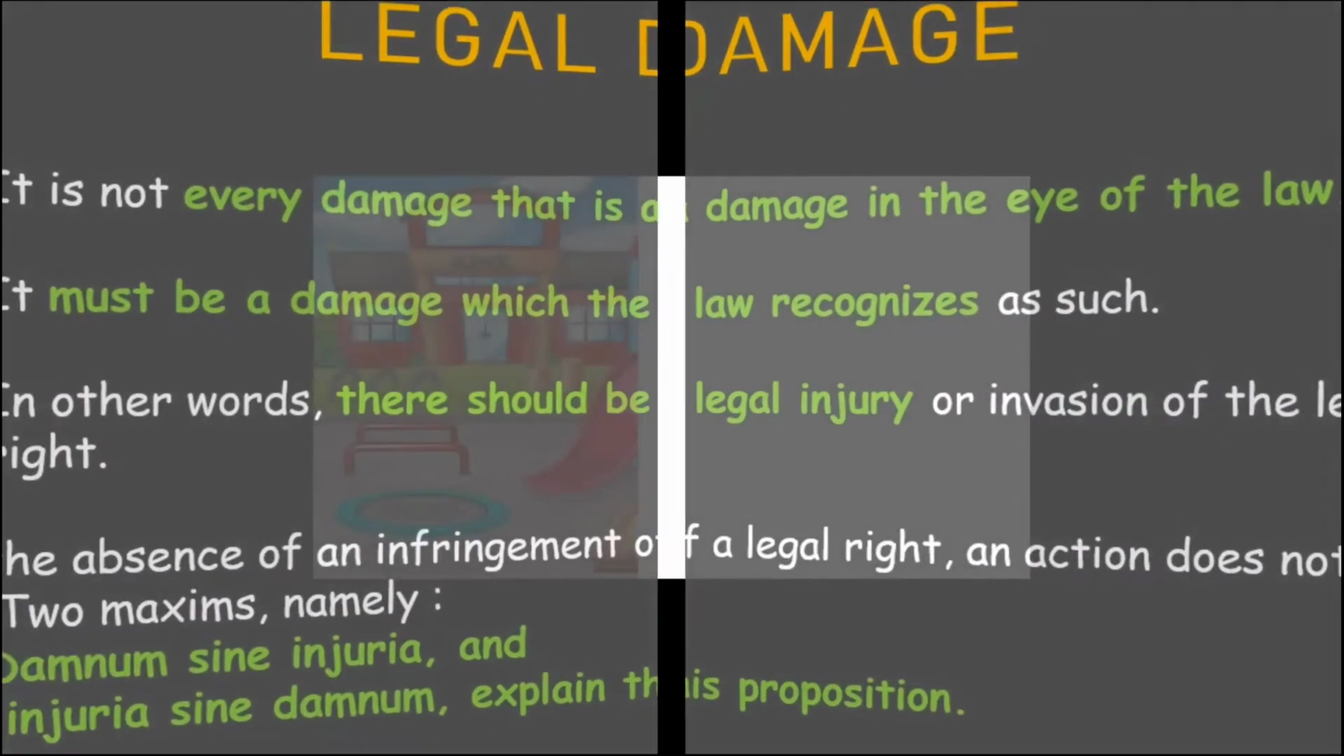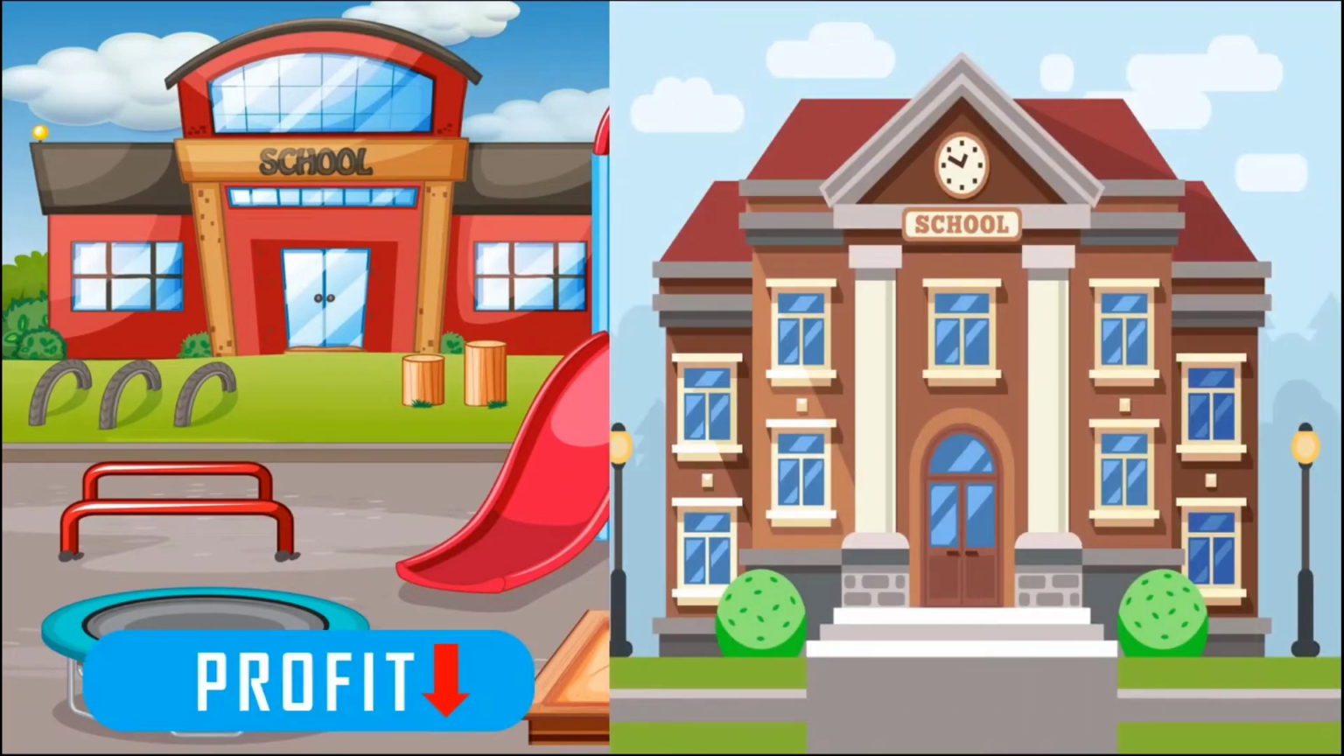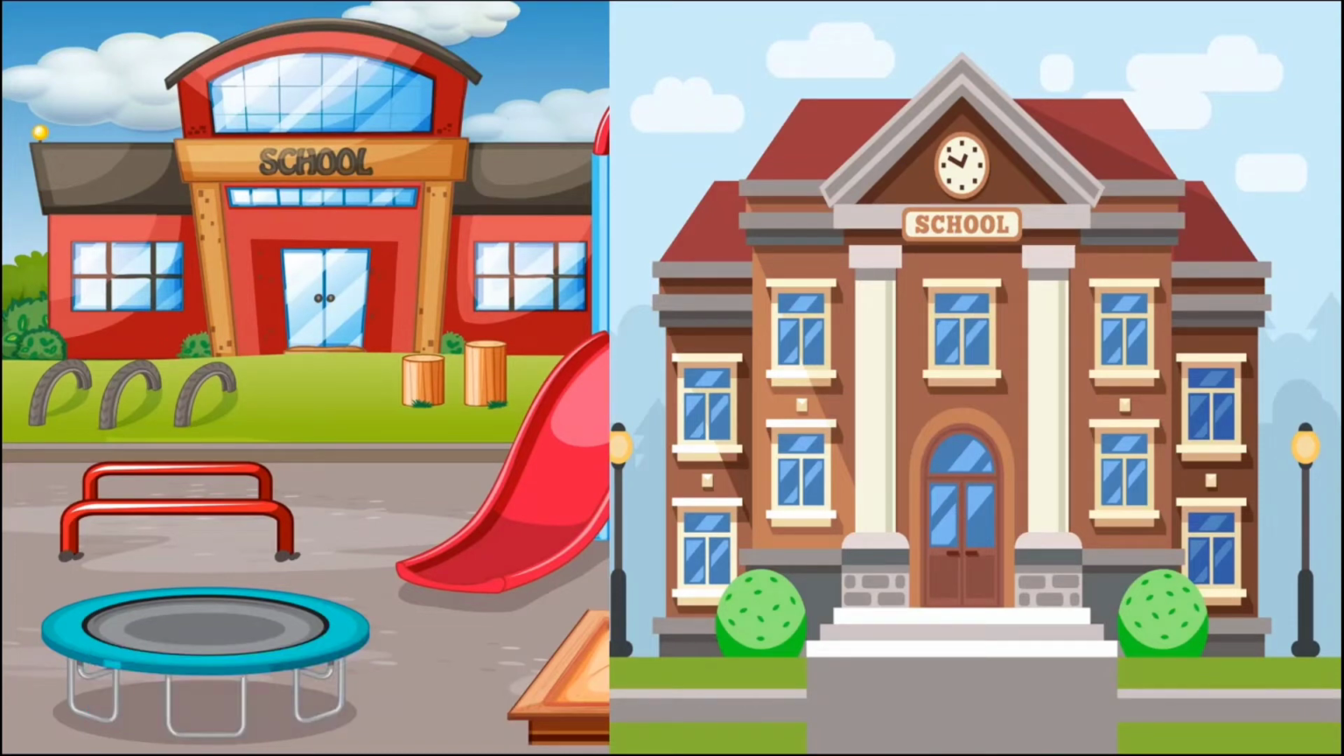First of all, let's discuss a quick example of damnum sine injuria. Let's say that there is a school and the school is enjoying a monopoly in a city, but a second school is also opened, and due to the second school, the first school loses some profit. The first school says that because of the second school I am suffering losses, and says to the second school, compensate me because of your school. Now do you think that the second school should compensate the first school because the first school is suffering losses because of the second school?